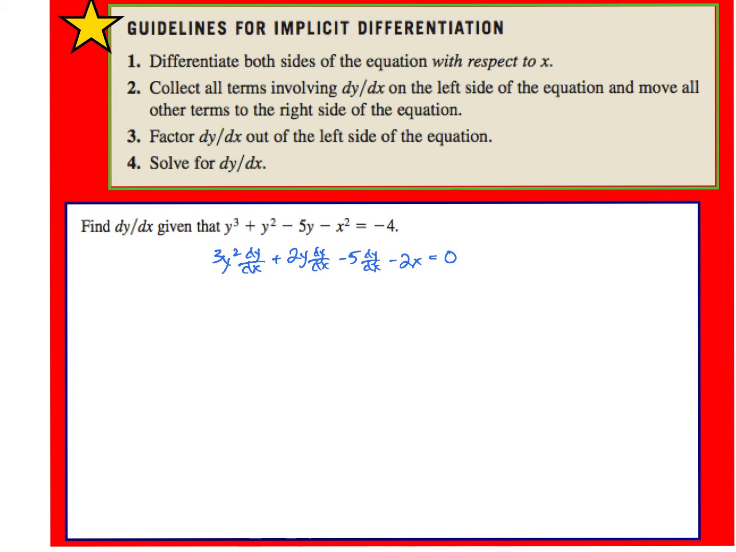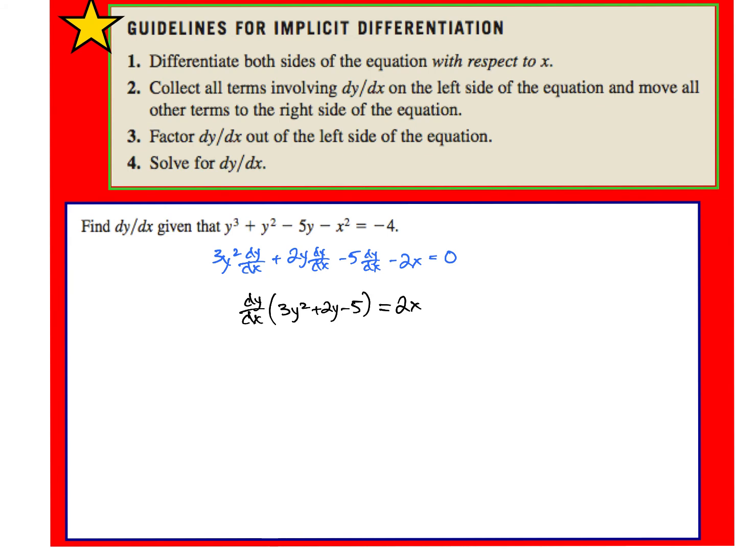All right, so now I need to get all my dy/dx's together, and I need to get my not dy/dx's over to the other side. So I personally would add 2x to the other side. You following me? So I'm going to add him over. And now, what can I do with all these dy/dx's? I can factor it out. So I'm going to factor out a dy/dx. And what am I left with? 3y squared and then plus 2y minus 5.